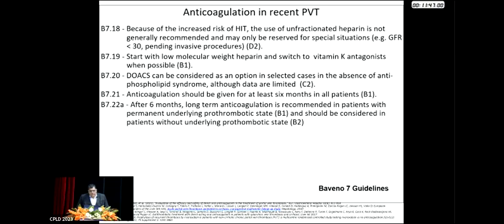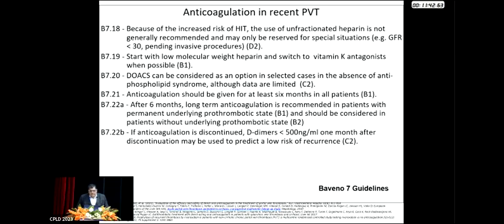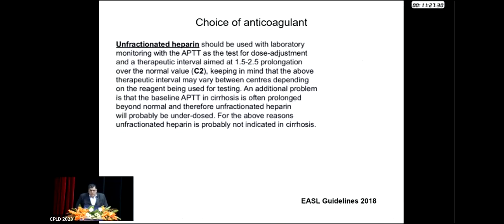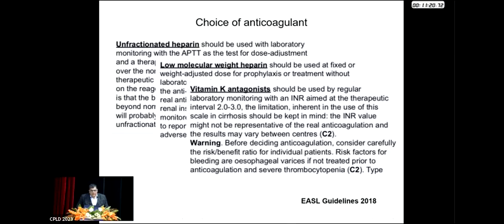It should be given for 6 months, and in those who have a thrombotic state, it should be given long-term. A D-dimer of less than 500 means that the risk of thrombosis is lower, and you should restart if the D-dimer is more than 500. So the 3 choices are unfractionated heparin conventionally, low molecular weight heparin, and vitamin K antagonists. Out of these, the guidelines have preferred vitamin K antagonists.